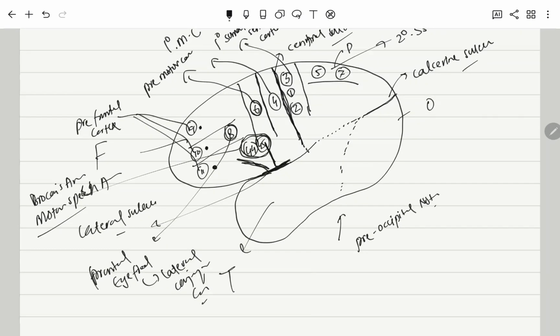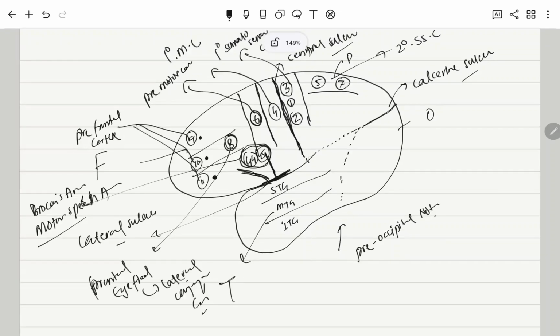So now let's talk about the temporal lobe. We'll have the superior and inferior temporal sulcus, and the superior temporal sulcus. Then we'll have the superior temporal gyrus, the middle temporal gyrus, and then the inferior temporal gyrus, right?